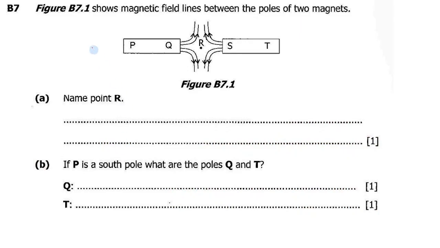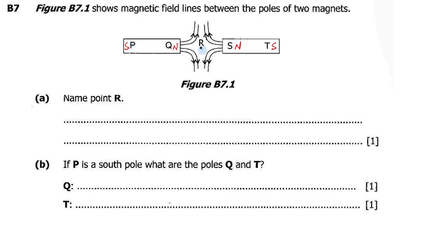We'll move. Figure B 7.1 shows magnetic field lines between the poles of two magnets. So these are magnetic field lines between the poles of two magnets. This is a magnet, this is a magnet. They have not shown what the poles are, but we know. Whenever you see magnetic field lines coming out and pointing away from something, it means this is the north. Even on this side they're coming out, meaning this side also is the north. Then this side is the south, this side is the south.